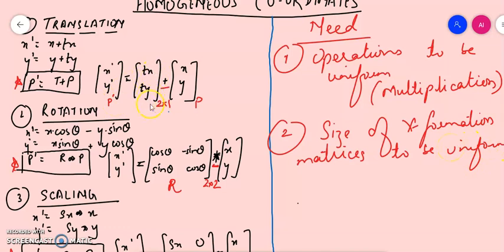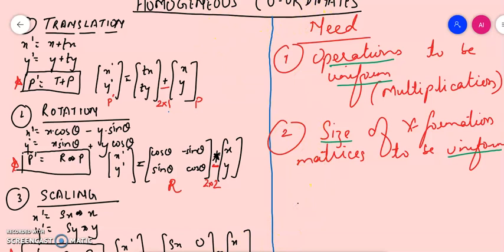Okay, now currently translation has got 2 cross 1, rotation is 2 cross 2, and scaling is also 2 cross 2. So two purposes for which I want to go in for homogeneous coordinate is, one, to take care of the operations. I want the operations to be uniform. Second is, I want the sizes of all the transformation matrices to be uniform. So that's why I need what we call homogeneous coordinate.